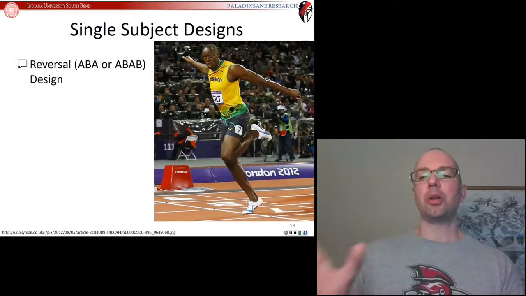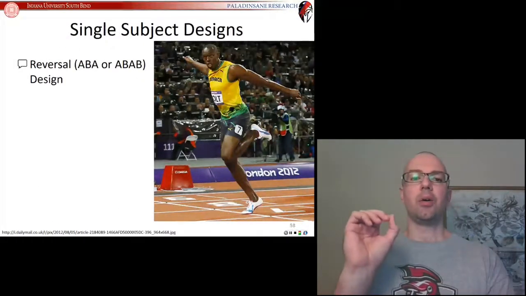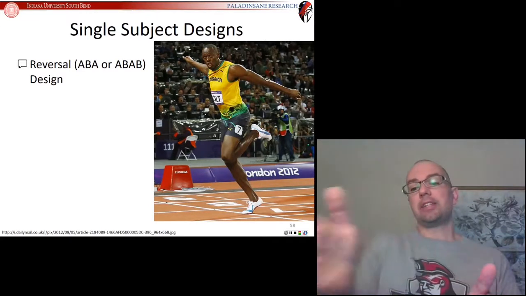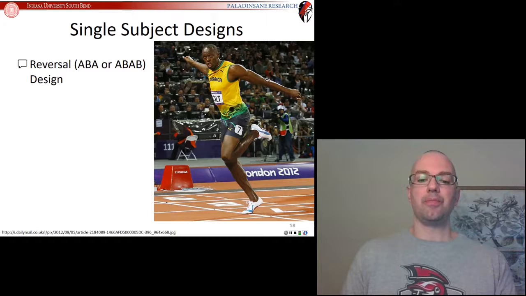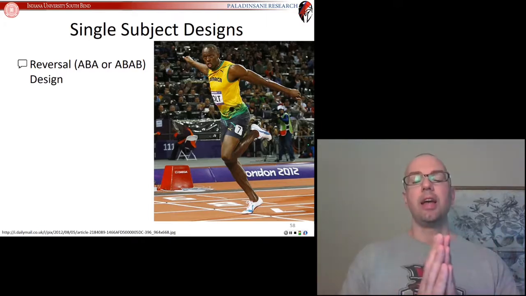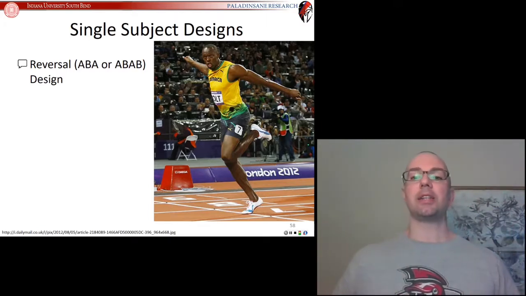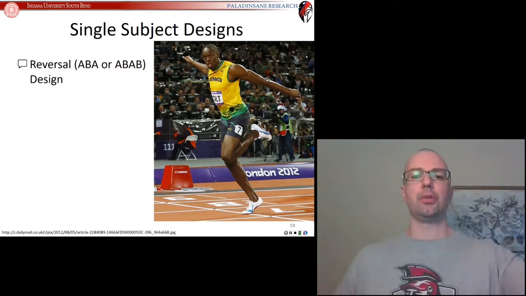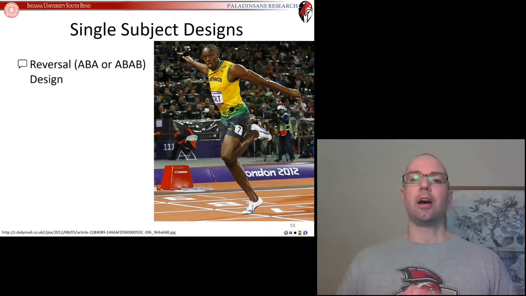So that's what we're going to be doing next time. We're going to start with a look at reversal designs, which add a secondary component to this simple comparison design. And then we're also going to talk about multiple baseline designs. Those are the 2 major designs that are used for single subject research or single subject treatment.